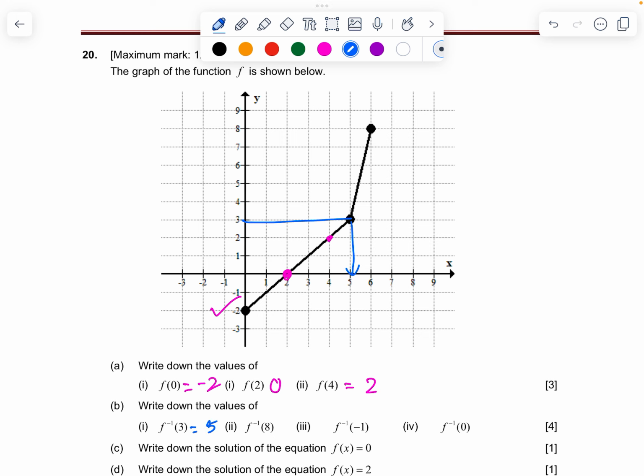When do I get 8? F inverse means opposite. When do I get 8? Answer is 6. F inverse of negative 1. When do I get negative 1? At 1. And F inverse of 0. When do I get 0? At 2.